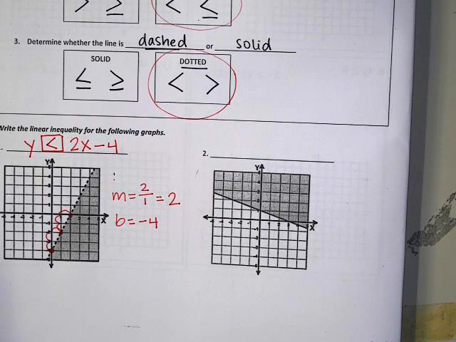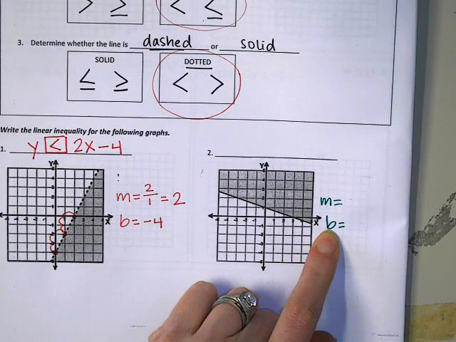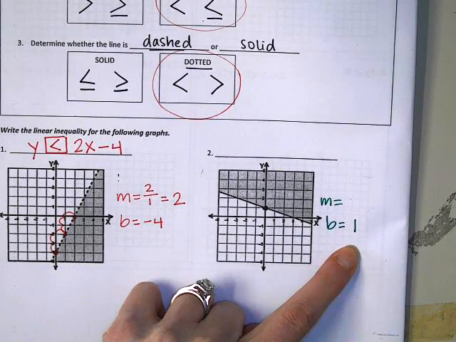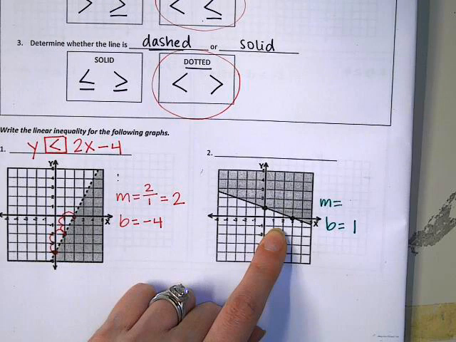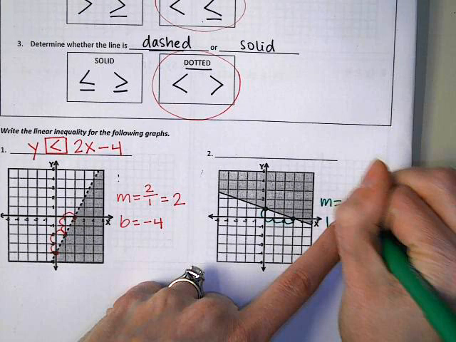All right, number two, let's start by finding the m and the b. So the b, the y-intercept, we can clearly see from the graph is at +1. And if we find another nice point, we can see the slope is down 1, right 3. So that would be -1/3.